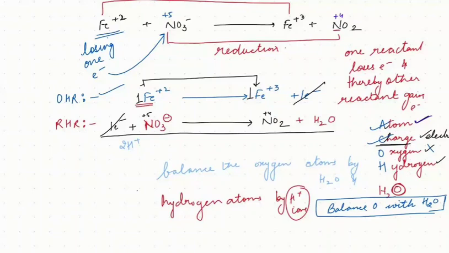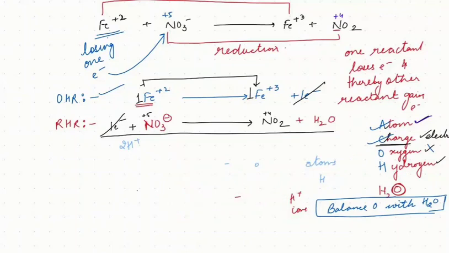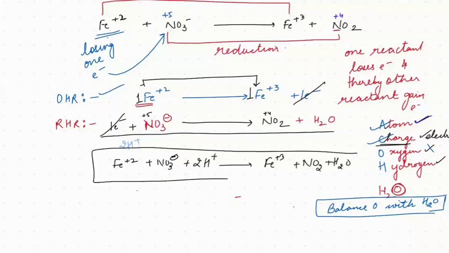So how does it work? The 2H plus, 2H plus. My final equation is, once you add the two equations, the oxidation half reaction and the reduction half reaction, you get Fe plus 2 plus NO3 negative plus 2H plus gives me Fe plus 3 plus NO2 plus water. That is the equation.